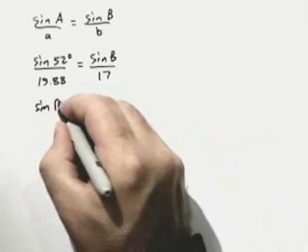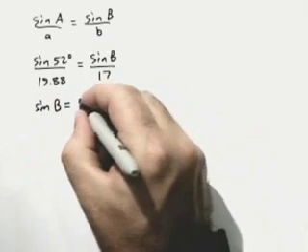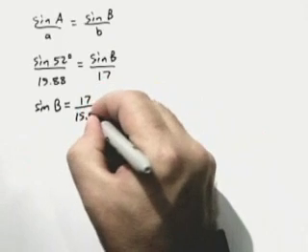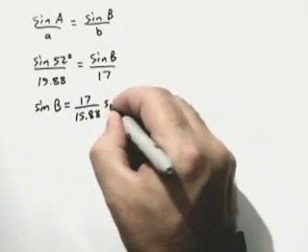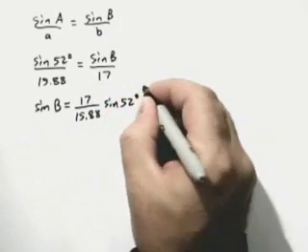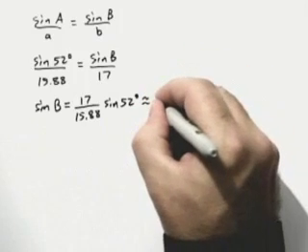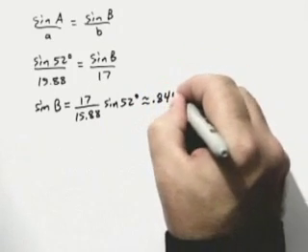This gives us the sine of B is equal to 17 over 15.88 times the sine of 52 degrees, which is approximately 0.844.